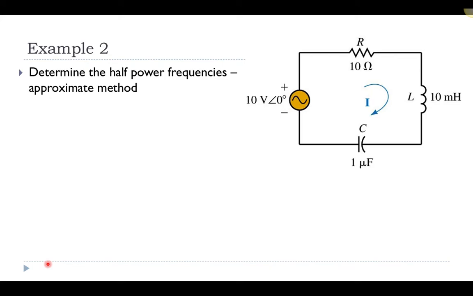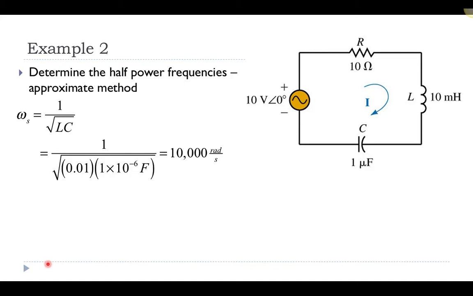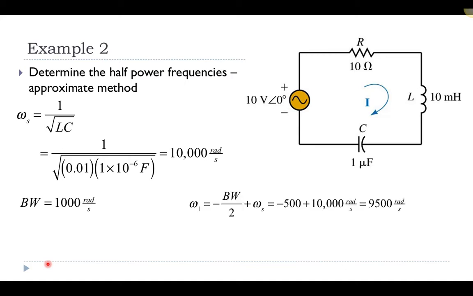I can determine the half-power frequencies by using an approximate method. And so the approximate method would be that I would have to figure out what is their actual resonance frequency. So I would plug in my inductance and my capacitance, and I find that the resonance frequency is 10,000 rads per second. Using the fact that the bandwidth is 1,000 rads per second, I can figure out what the upper and the lower half-power frequencies are by basically taking half of the bandwidth and subtracting it from the resonance frequency.